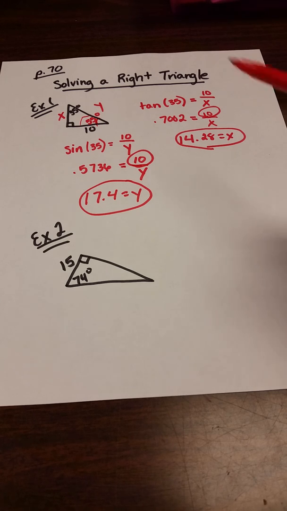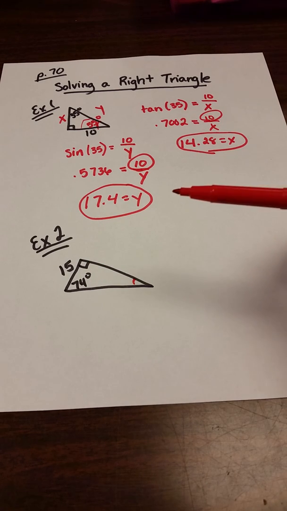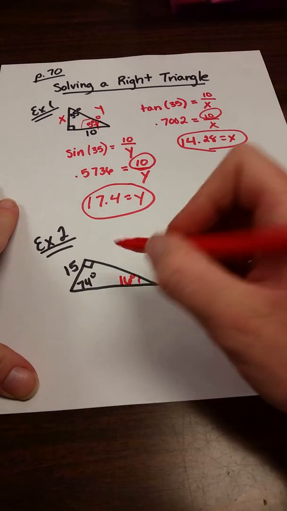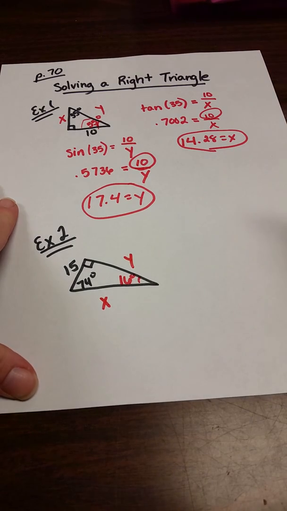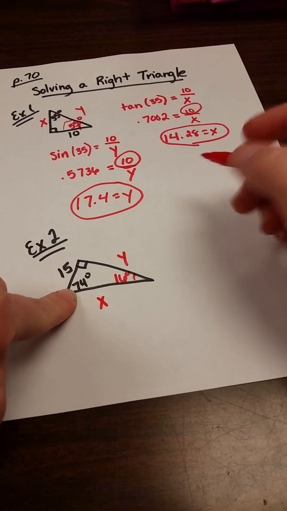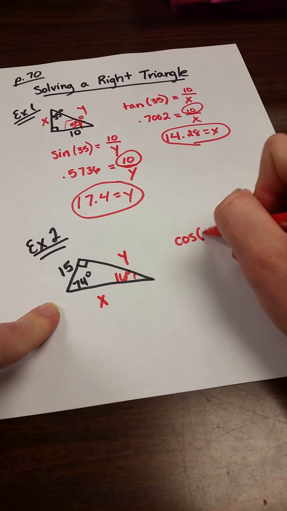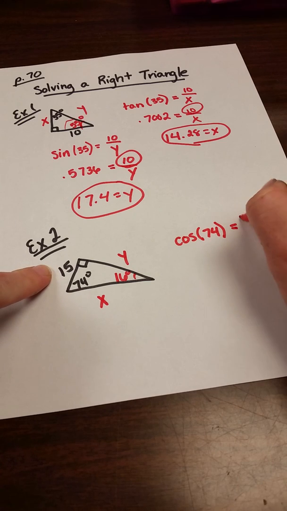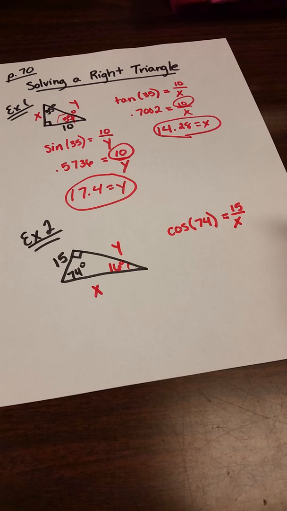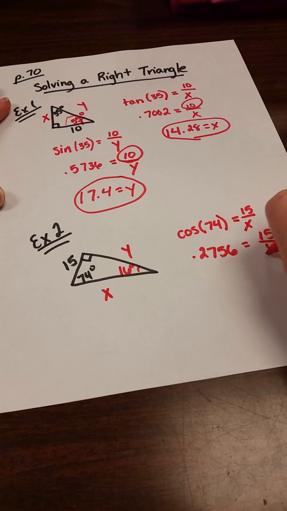All right, your first job is to find this angle right here. So if you know this is 90 and that's 74, add those up and subtract from 180, which means this angle has to be 16 degrees. That means you're trying to find x and y for your sides. X is the hypotenuse. 15 is adjacent to 74. So I'm going to do hypotenuse and adjacent. A and H is cosine. So cosine of 74 equals adjacent 15 over x hypotenuse. And I'm going to type cosine of 74 in my calculator, and I get 0.2756 equals 15 over x.